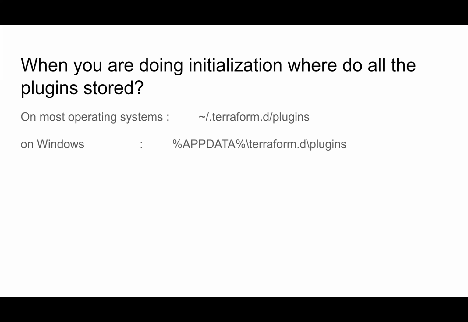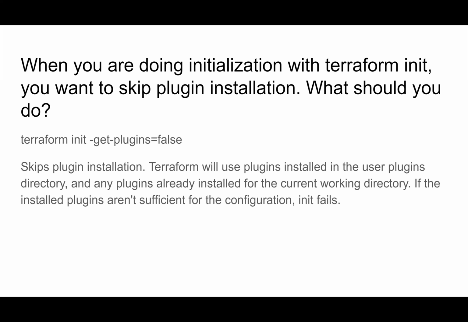When you're doing initialization, where do all the plugins get stored? So most operating systems are going to be in the .terraform.d/plugins directory. On Windows, it's going to be in the appdata/terraform.d/plugins. When you're doing initialization with terraform init, you want to skip plugin installation. What should you do? We can skip plugin installation by running terraform init -get-plugins=false. So this skips the plugin installation. Terraform will use plugins installed in the user plugins directory and any plugins already installed for the current working directory. If the installed plugins aren't sufficient for the configuration, init fails.